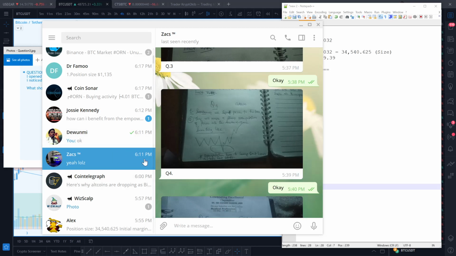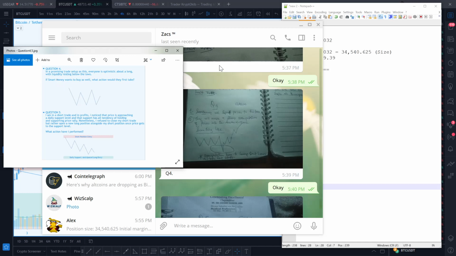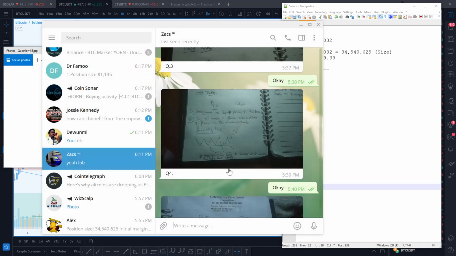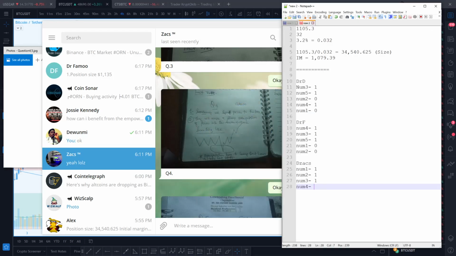What is the question on number 4? Okay, smart money. Smart money will spoof prices to the lows. They will make a sharp manipulation of prices into the demand zone, something like this. Okay, that's perfect. Then they move price back up. That's correct. Manipulation has to sweep out lows and take out stops. Perfect. So that's also another point.